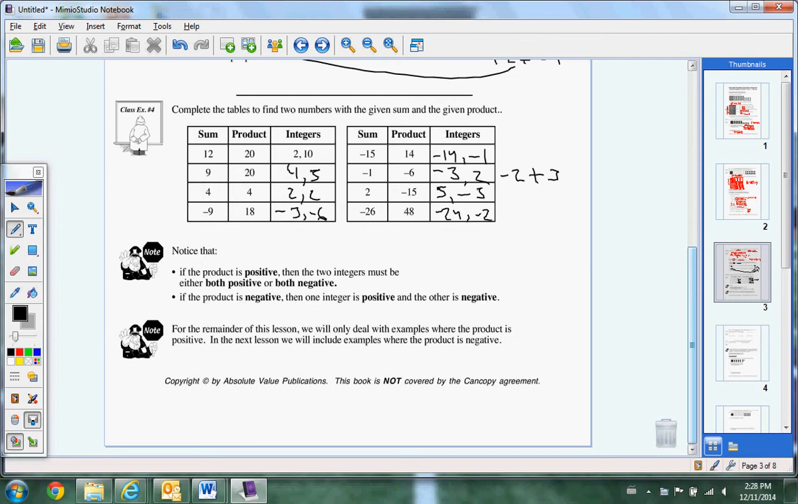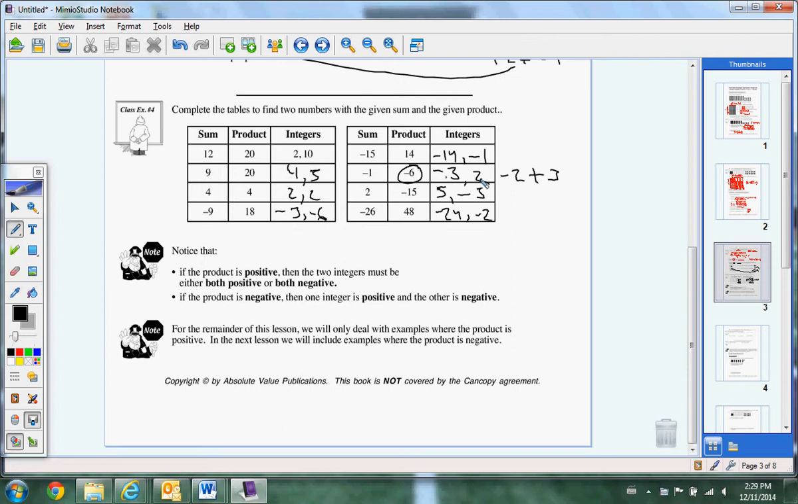I mean, what that is, if this is a negative, these have to have a different sign. So whenever you have a negative sign, one's positive, one's negative. Okay, so if the product is negative, then only one integer is positive, the other is negative. Because why? Let's think about patterns of multiplication. A positive times a positive is a positive, negative times a negative is a positive. Anything different, a positive negative or negative positive, is going to be negative.